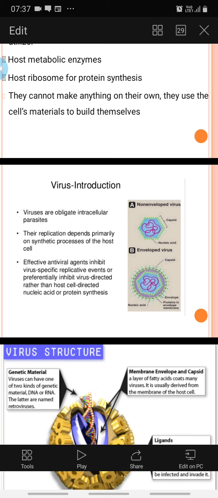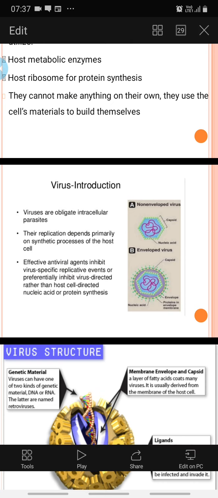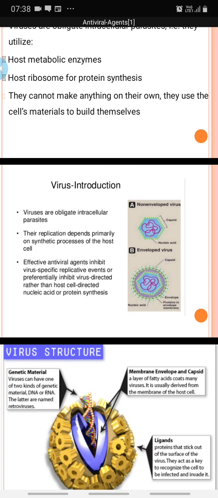So effective antiviral agents inhibit the virus-specific replicative events, or preferentially inhibit the virus-directed rather than the host cell-directed nucleic acid or protein synthesis, so that antiviral agents have less toxicity towards the host cell.